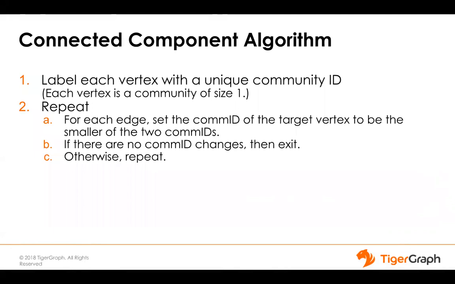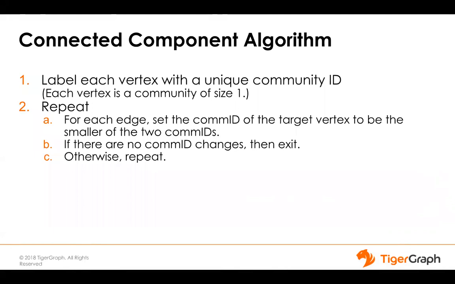Now you say, why am I changing only the target vertex? Don't I need to change both of them? Well, the reason why is that in GSQL, if you have undirected edges, it will actually treat it as two edges, one going in each direction. So I will end up working with both the target vertex and the source vertex because I will handle that edge twice.